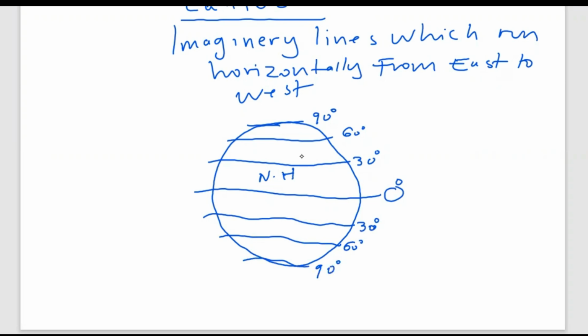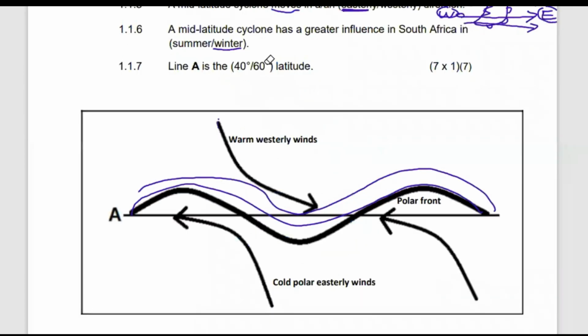So you can see that these are the different lines. When you say imaginary, it means when you go there physically, you can't see this line and say, oh, this is the latitude. No, they're just imaginary lines which are invisible, but we know they are there, and they are drawn horizontally from the east to the west. Now, going back to our question, it was saying line A, is it a 40 degree or is it a 60 degree? So this is our line A here.